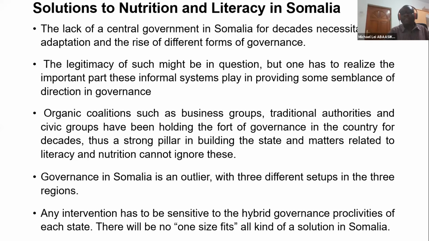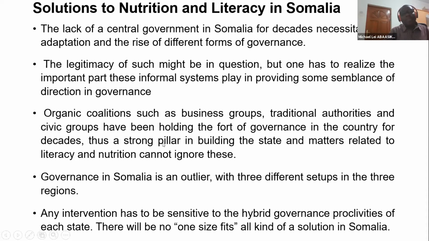of course, literacy. We also know that literacy and malnutrition are interrelated, because when people are not educated, then they are not going to take adequate nutrition, balanced diet, balanced food. So these two factors are interrelated. There is also organic collusion, such as business groups, traditional authorities, civic groups have also been holding the fort of governance in the country over decades.